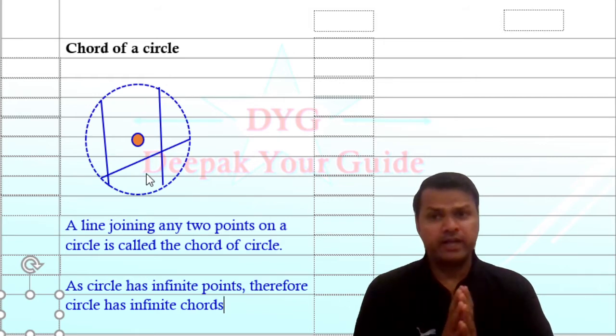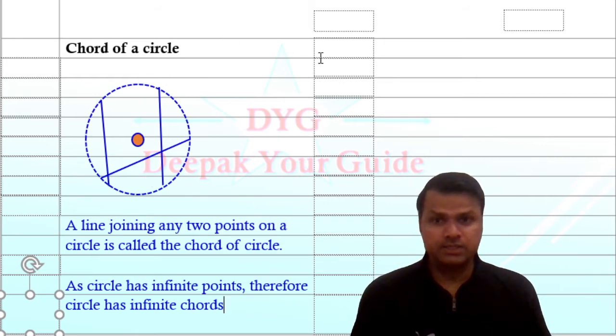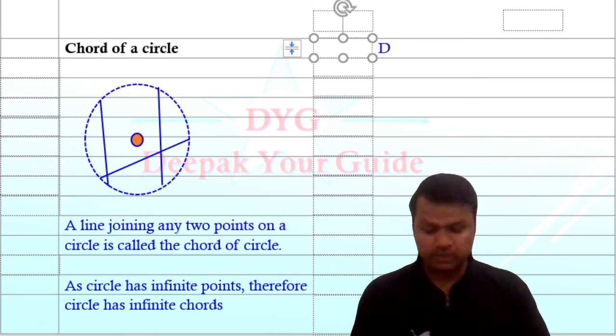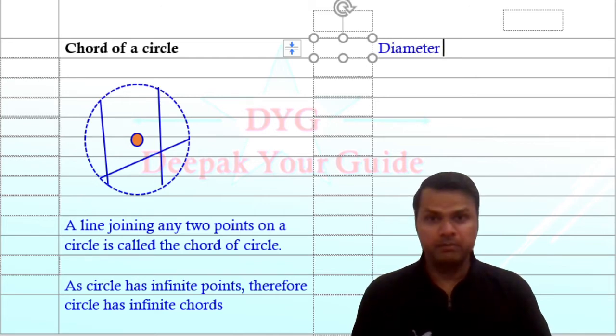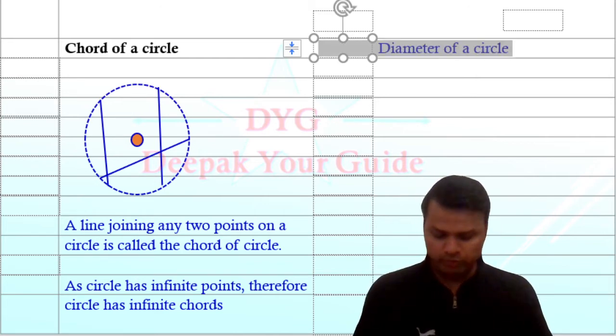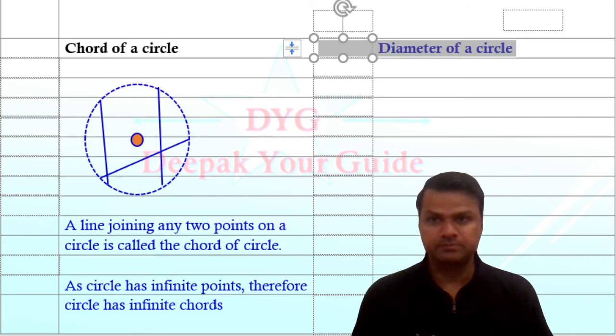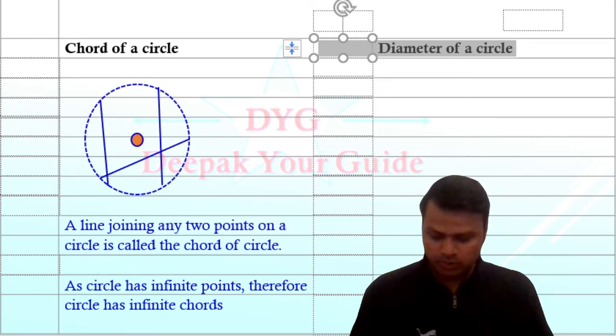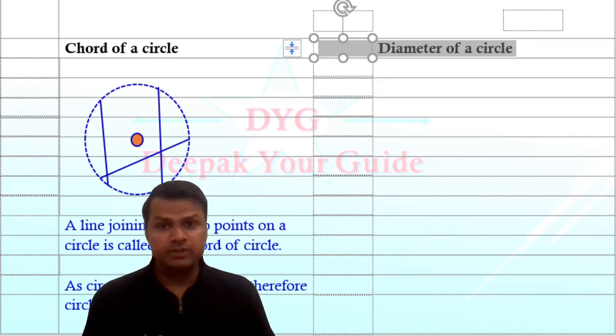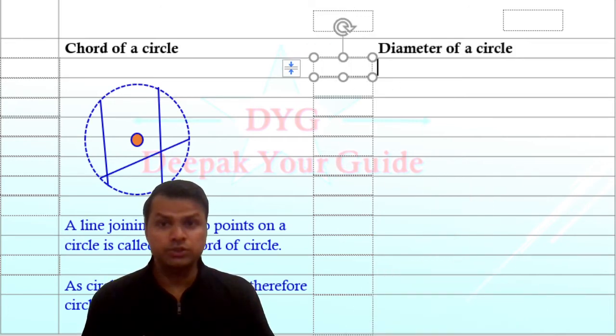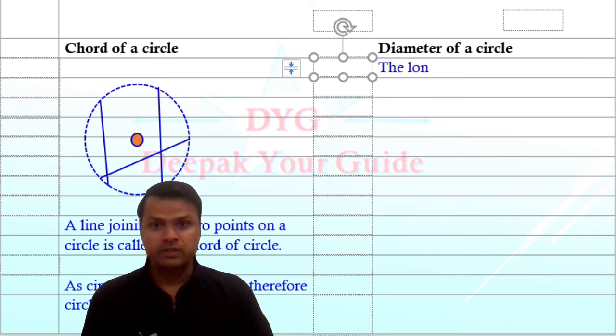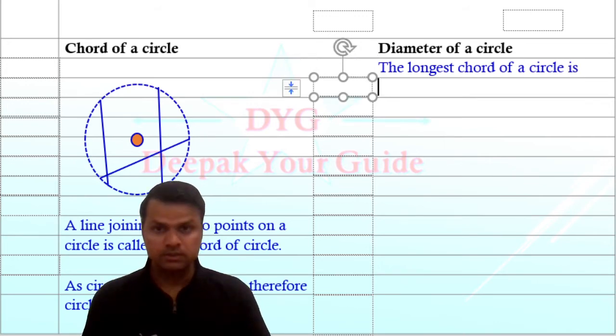Now once we have got the idea of what a chord is, let's discuss the next concept, which is the diameter of a circle. What do we mean by the diameter of a circle? The longest chord of a circle is called the diameter.